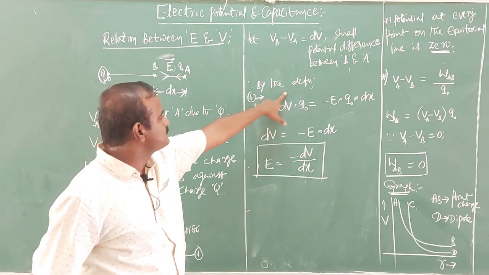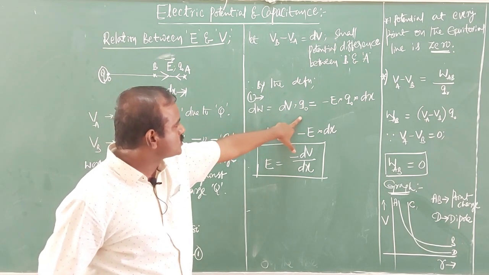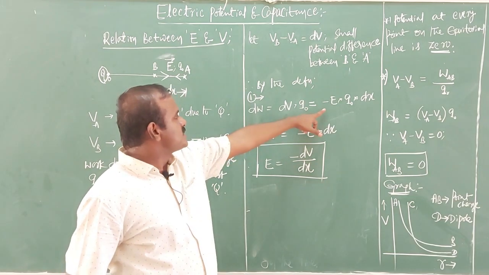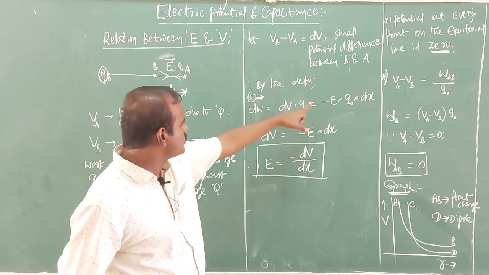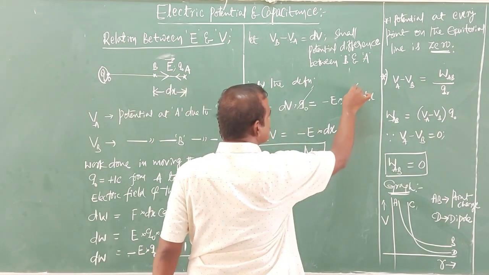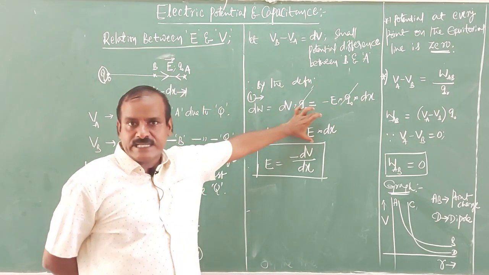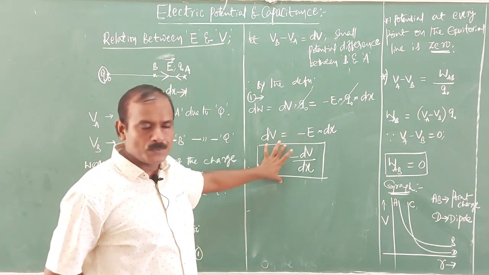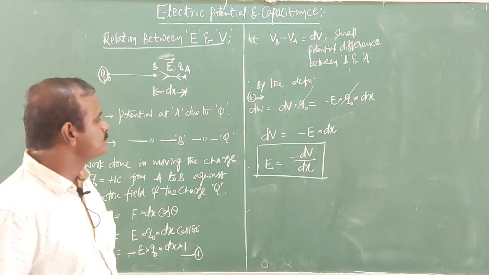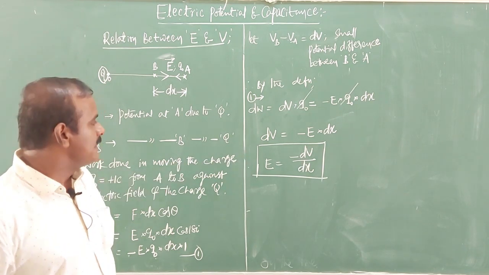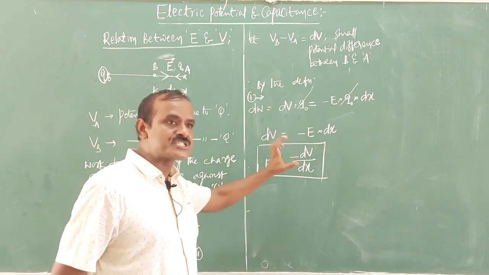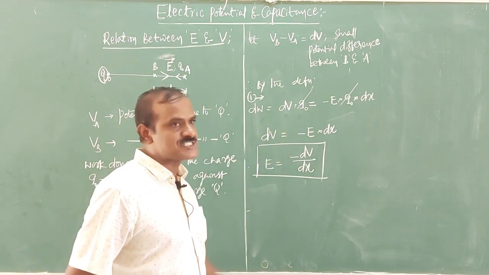By the definition, dW is dV into Q naught, which is equation 1. Substituting in equation 1, Q naught cancels. So dV is equal to minus E into dx. E is equal to minus dV by dx. This is the result. Here the negative sign and dV by dx: dV by dx shows the change in potential with distance.